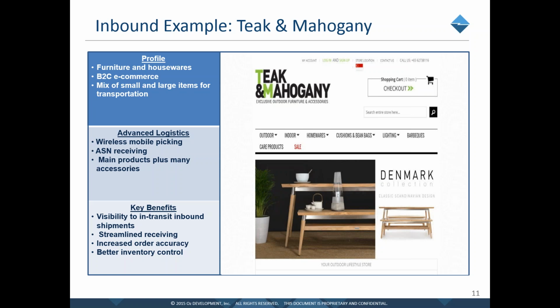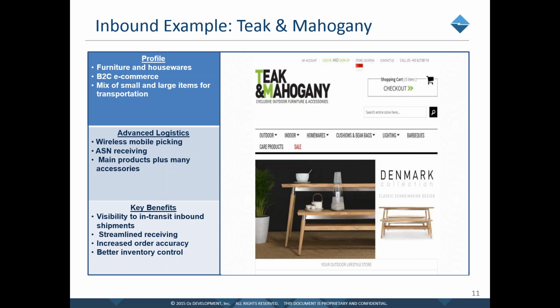Well, if you think about receiving furniture like this, and a lot of these are things that you put together, it's a lot of square rectangular boxes, but they're fairly large. So the challenge for Teak and Mahogany was they didn't want to put all these items away into different storage areas without having a very clear view of what did they actually receive.